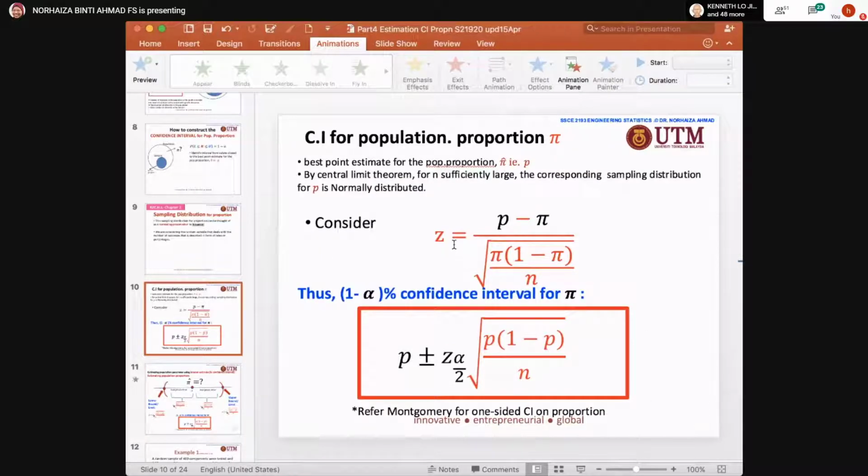So your marginal error is supposed to be z times this denominator, right? But because your pi is unknown, you need to estimate your pi with a p. So that's why your interval here is a p rather than a pi. Any questions so far?